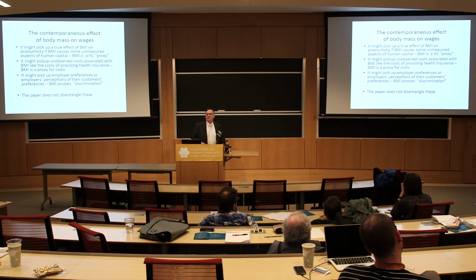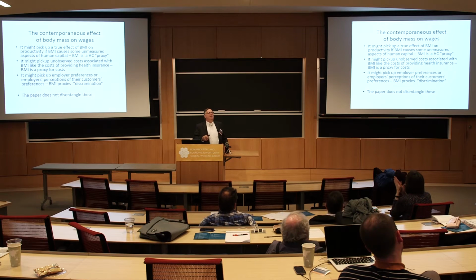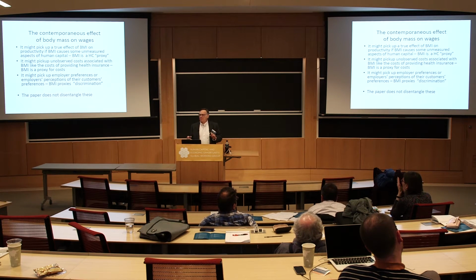So for the contemporaneous effect they look at, I think there are three things you can think about. The first one is that body mass might be measuring some kind of human capital that we don't quite know what to call, but it might actually be measuring something real. And so body mass is associated with this real thing. It's a proxy variable for some type of human capital measure. And that's the first thing they have.